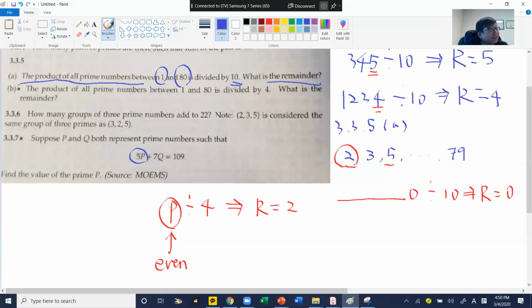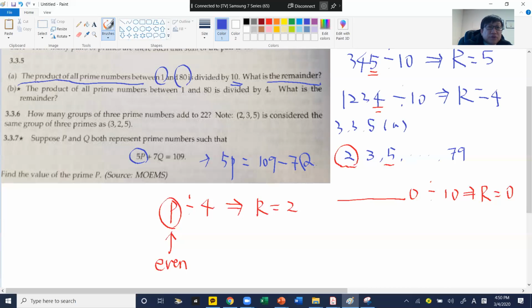It means that it should at least end with 5 or 0. So simply you can say 5P stands for a multiple of 5. Then 7Q is also a multiple of 7. So I just want to rewrite this one. They want to find P, right? So 5P is equal to what? 109 minus 7Q, right? To get P, it depends on Q, right?